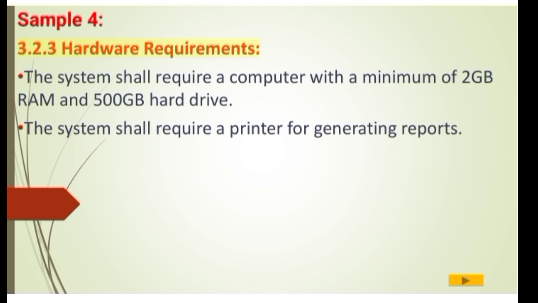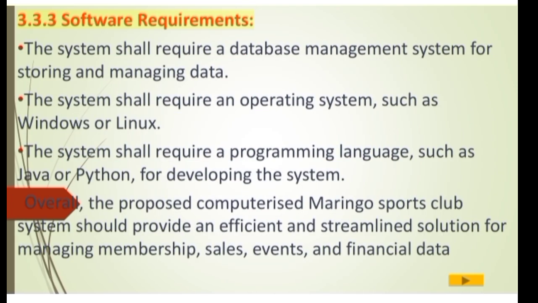Sample 4. 3.2.3 Hardware Requirements. The system shall require a computer with a minimum of 2 GB RAM and 500 GB hard drive. The system shall require a printer for generating reports. 3.3.3 Software Requirements. The system shall require a database management system for storing and managing data. The system shall require an operating system, such as Windows or Linux. The system shall require a programming language, such as Java or Python, for developing the system.